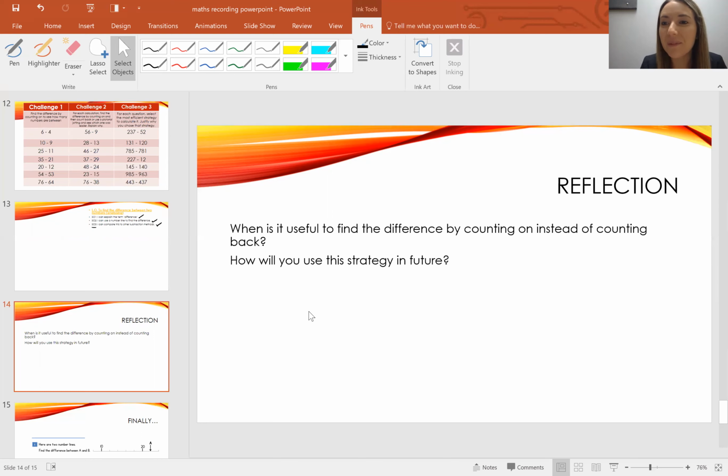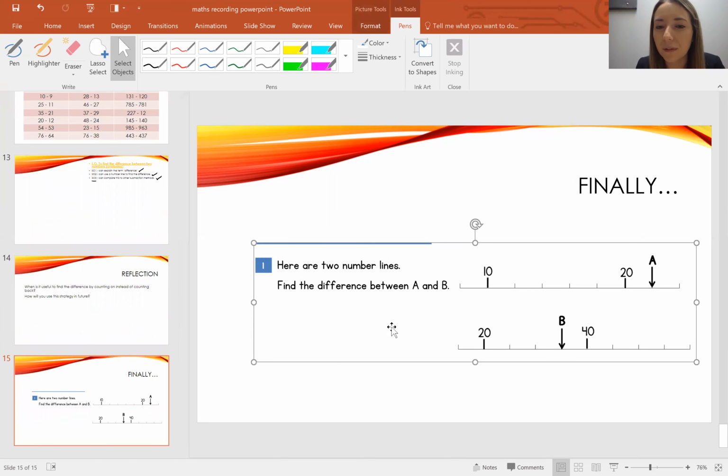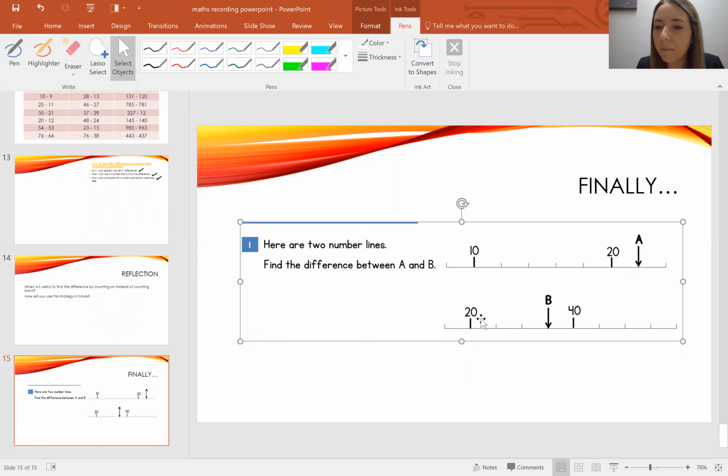Have you done that? Well done. And finally, we've got a question for you to finish on. So there are 2 number lines here. I want you to find the difference between A and B. Now you've got to think about this carefully because the numbers aren't marked. You need to work out what the numbers are. And the scale that you need to count up in is different on each number line. Okay, so be careful here.